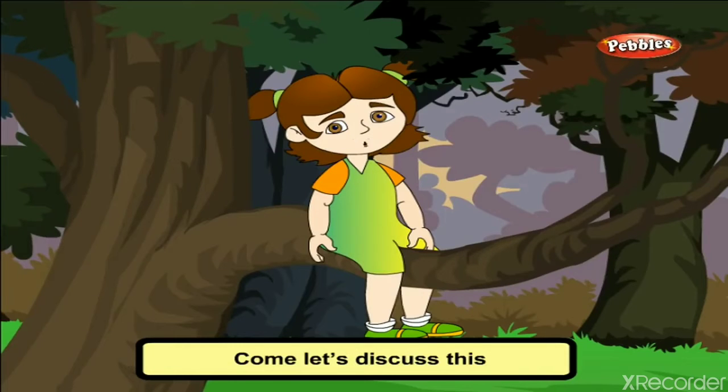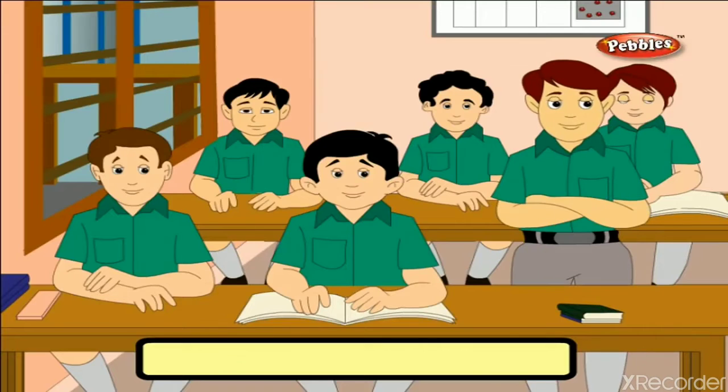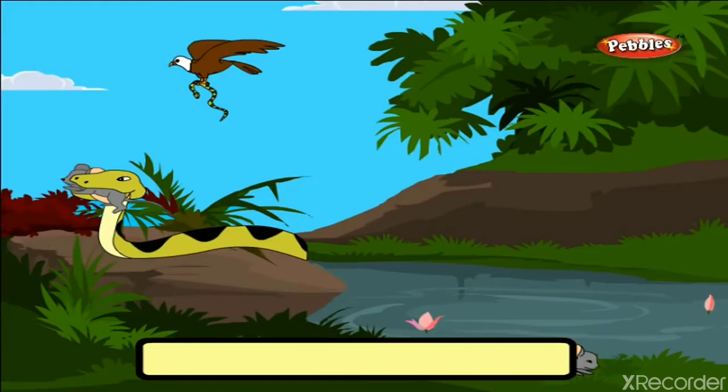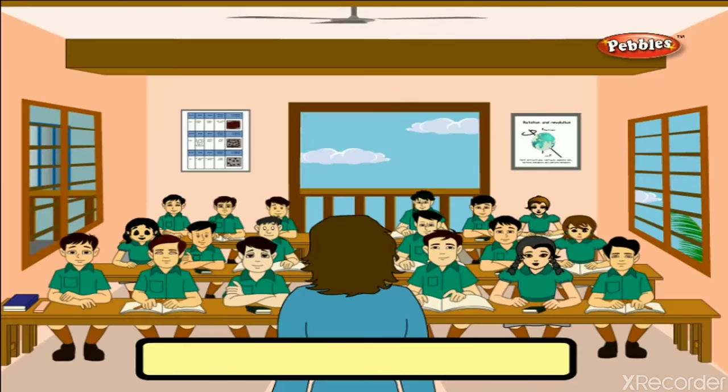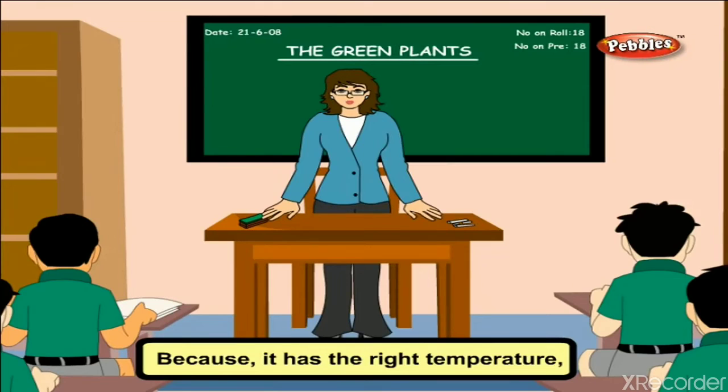Come, let's discuss this in our science class. Why is our Earth called Green Planet? Because it is mostly covered by green plants. Yes, living things on Earth belong to two major kingdoms, the plant and animal kingdom. Do you know why life exists only on Earth? No, ma'am. Because it has the right temperature, oxygen, and water to support life.